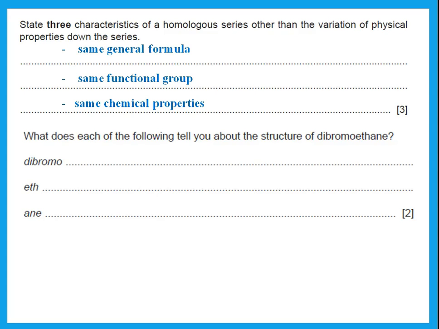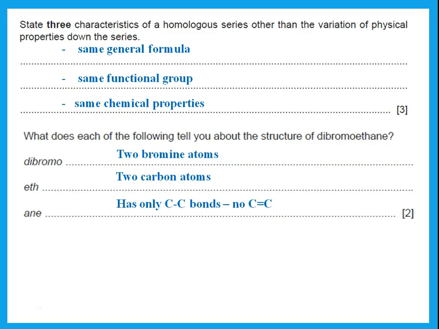What does each of the following tell you about the structure of something called dibromoethane? So the word dibromo, you should know that di means 2. Bromo means 2 bromine atoms. Now we said the word eth, or the part eth, means what? It means 2 carbon atoms. And ane means it's an alkane, so that means it has only single bonds between the carbons, no double bond.